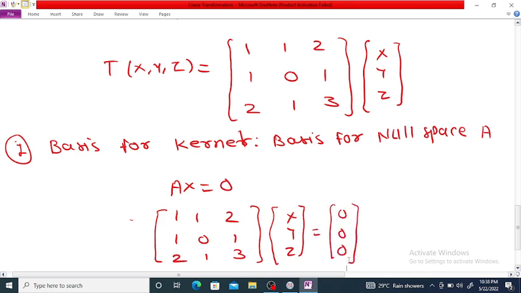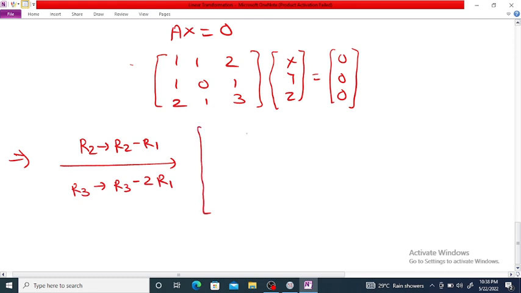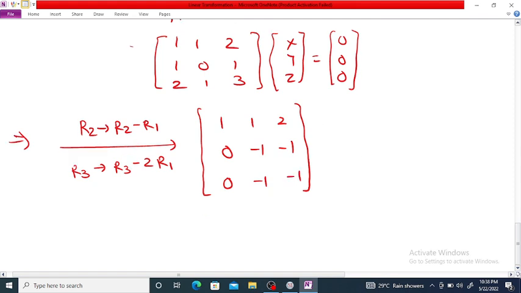So now to solve this homogeneous system, we want to reduce this matrix to row echelon form by using row operations. So it is R2 minus R1 and R3 minus 2 times R1. If you use this row operation, we get [1 1 2; 0 -1 -1; 0 -1 -1] into (x, y, z) equal to (0, 0, 0).